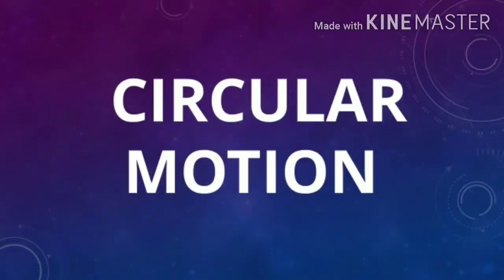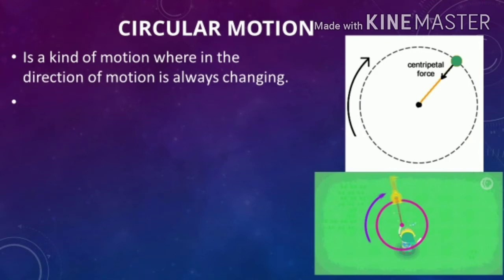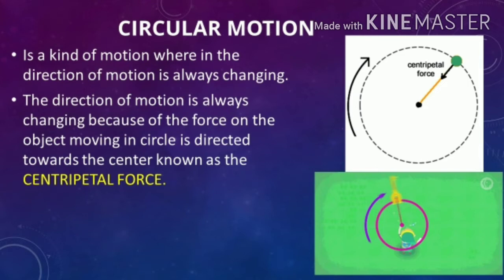Circular motion. What is circular motion? Circular motion is a kind of motion wherein the direction of motion is always changing, since it is moving in a circular path, unlike objects moving in straight lines. The direction of motion is always changing, because the force of the object moving in a circle is directed towards the center, known as centripetal force.